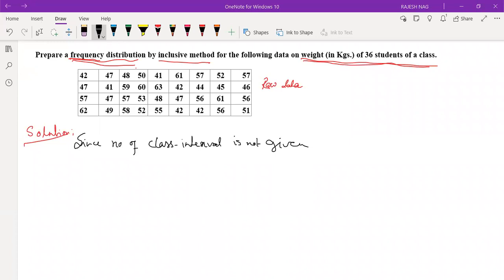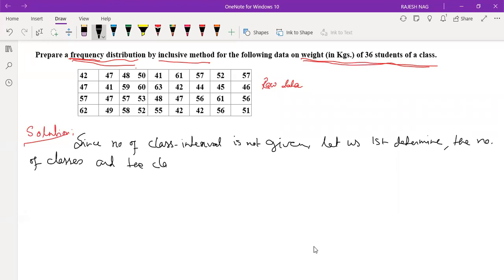let us first determine the number of classes and the class width. What is the meaning of class width? We explained it last day. It is the difference between the upper limit and the lower limit. I think you have a little knowledge about upper limit and lower limit.